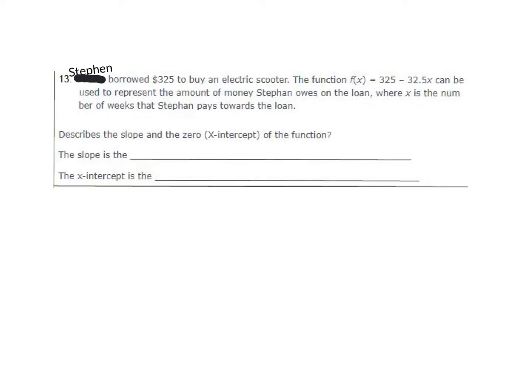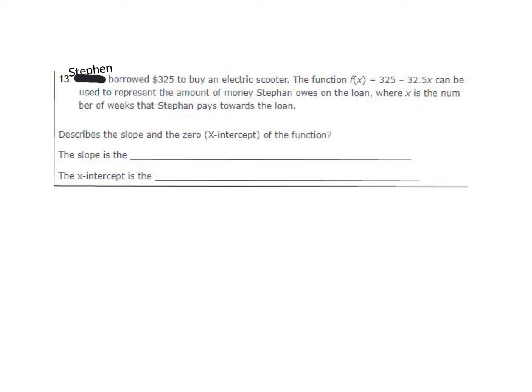Okay, in number 13 here it says that Stephen borrowed $325 to buy an electric scooter. The function f of x equals 325 minus 32.5x can be used to represent the amount of money Stephen owes on the loan, where x is the number of weeks that Stephen borrows towards the loan. Describe the slope and the zero, or the x-intercept, of the function. So let's think about the slope.